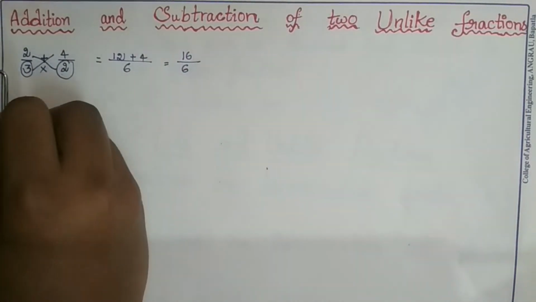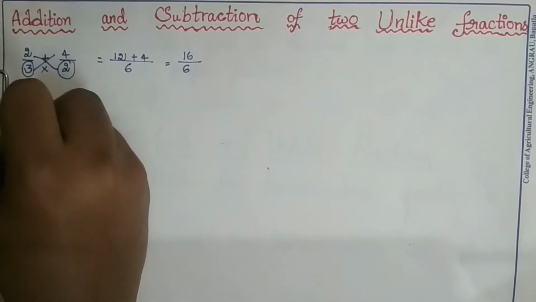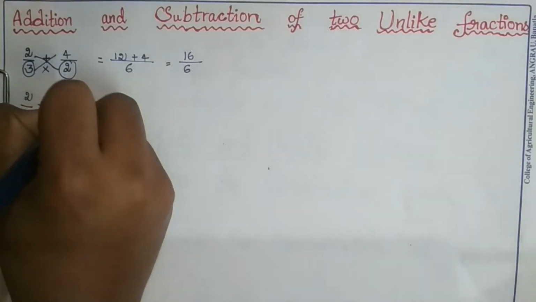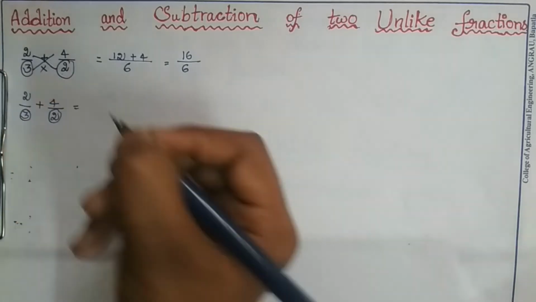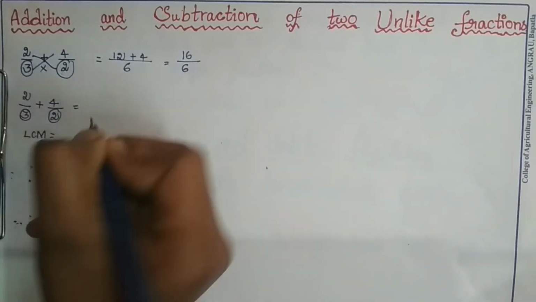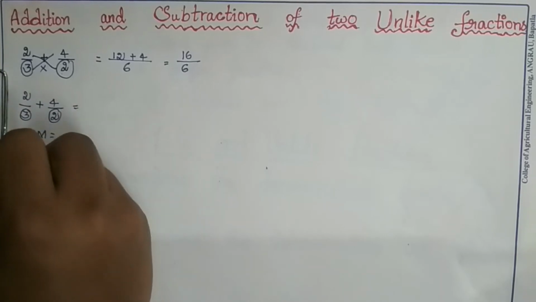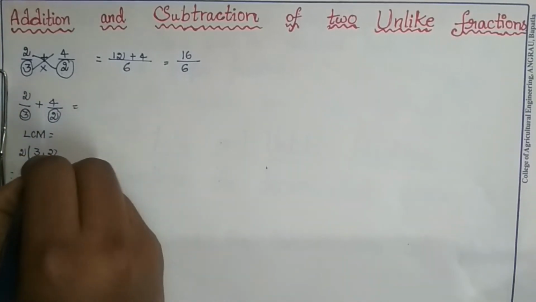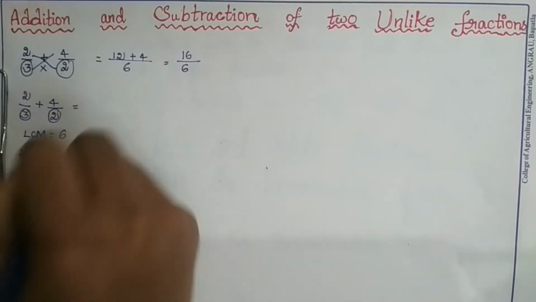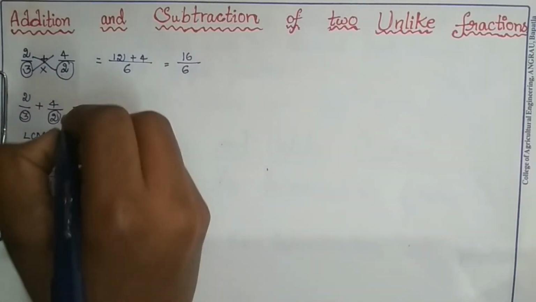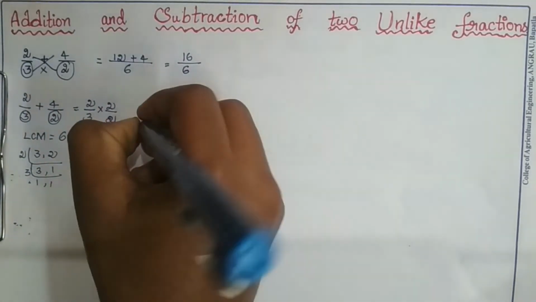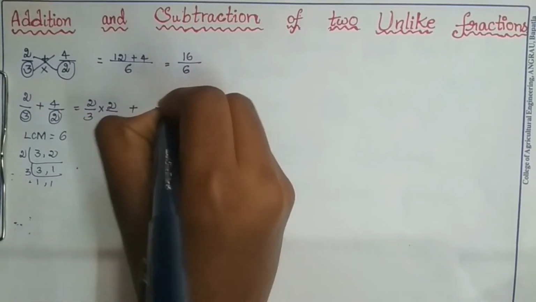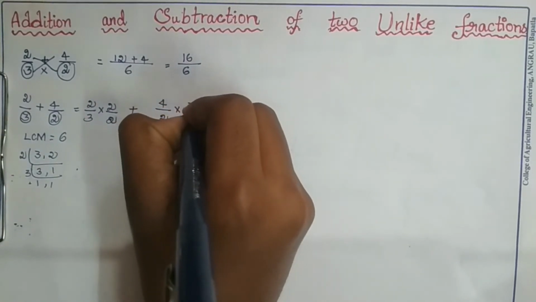Another method is 2 by 3 plus 4 by 2. It is a very lengthy method. Let us see what that is. Here for the denominators 3 and 2, we have to find the LCM. 3 comma 2, how to find the LCM? First of all 2, 2 ones are 2, 3 as it is, 3, 1 comma 1. So 2 3s are 6, the LCM is 6. Next, here 2 by 3 into 2 by 2 plus 4 by 2 into 3 by 3.